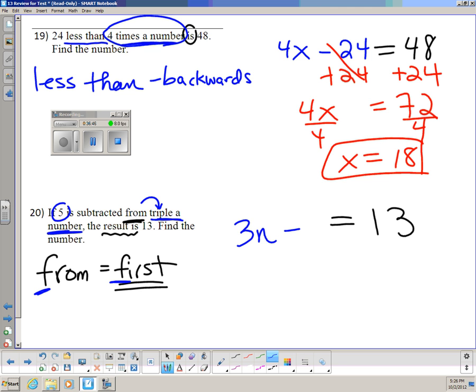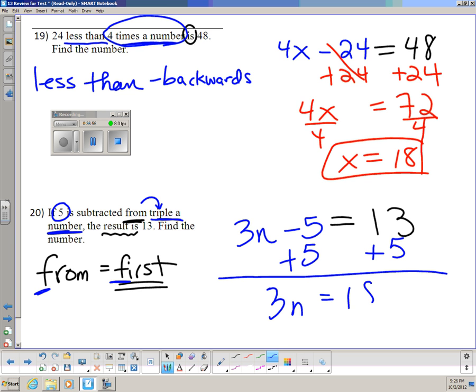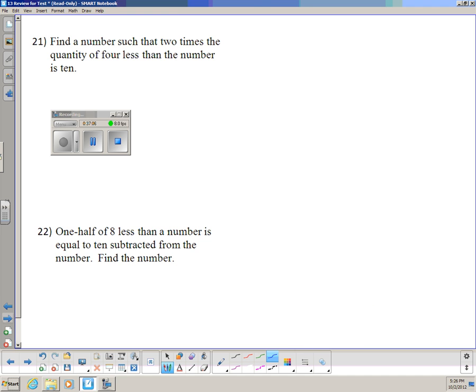Minus, well, what was I subtracting? My 5. Add 5 to both sides. We get 3n equals 18, divided by 3, n equals 6. Next question, 21.